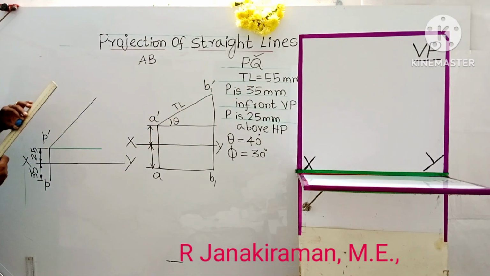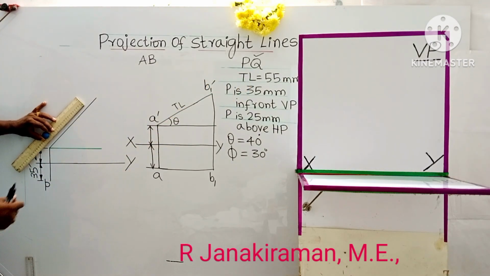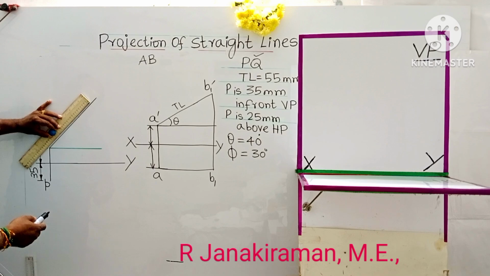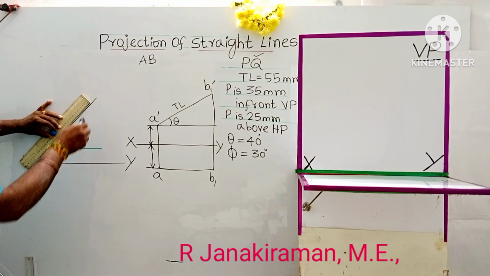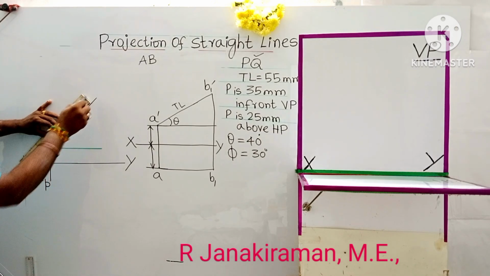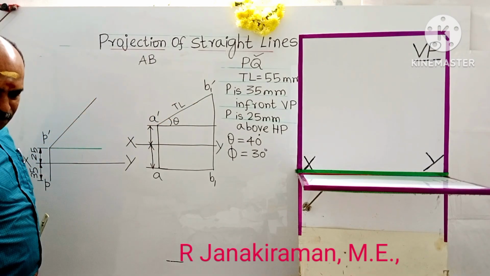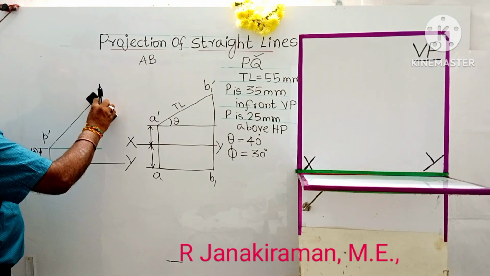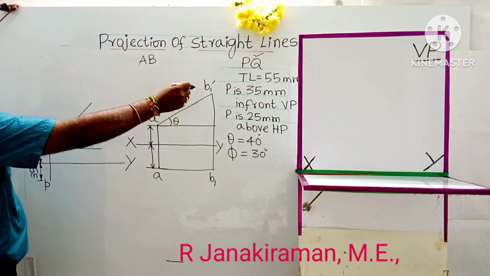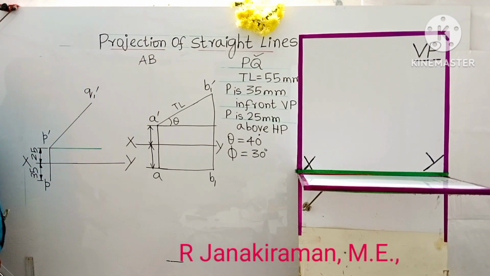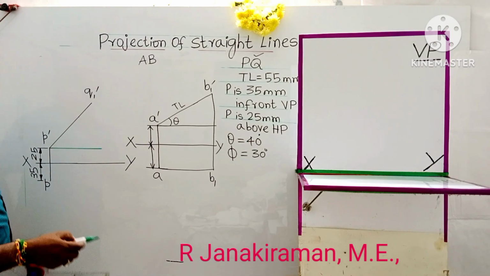So using the scale itself, we can mark the distance. That is 55 mm, which is 5.5 centimeter. This point is marked here as B1 dash. For us, we change the letter, as the name of the line is PQ. Instead of B, we have to put a Q. So Q suffix 1 dash. Understood?